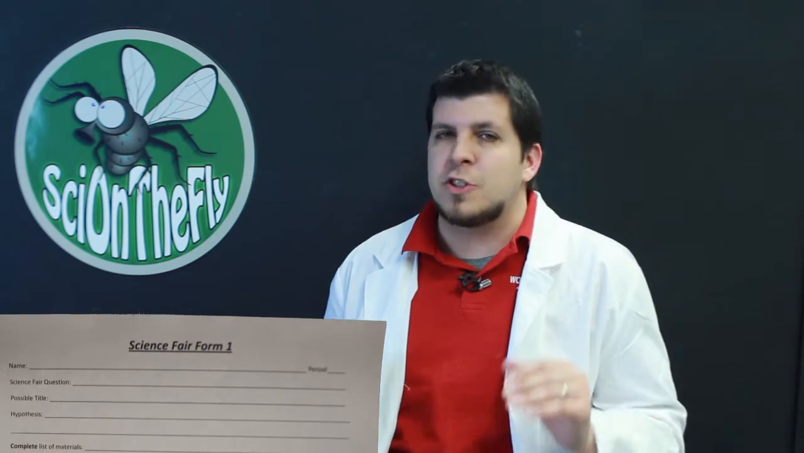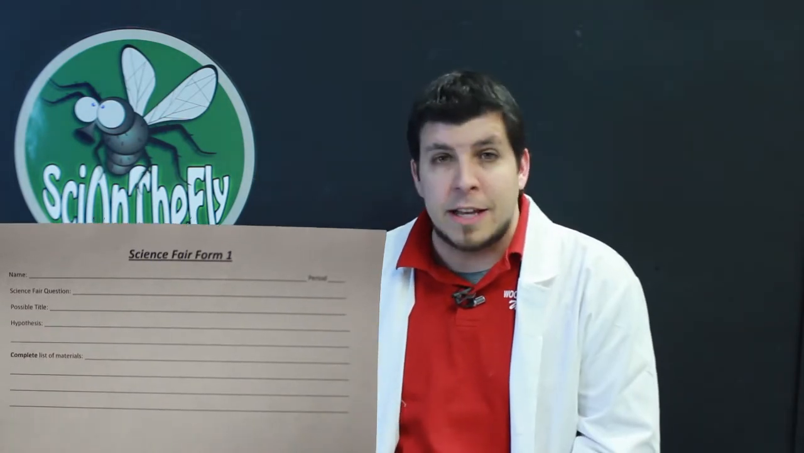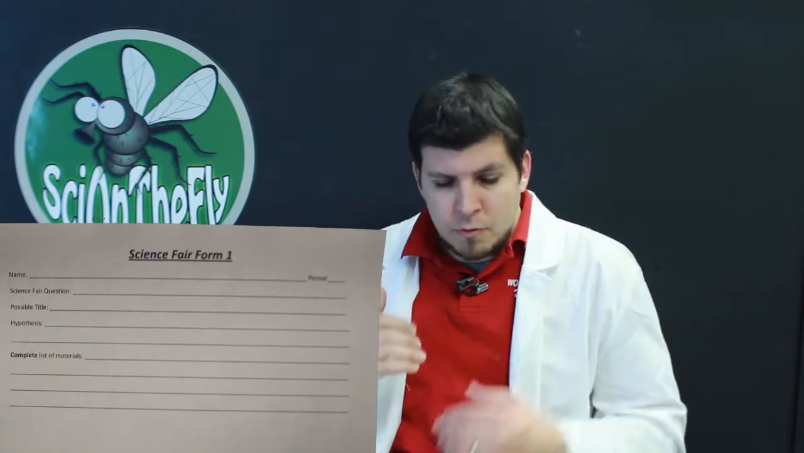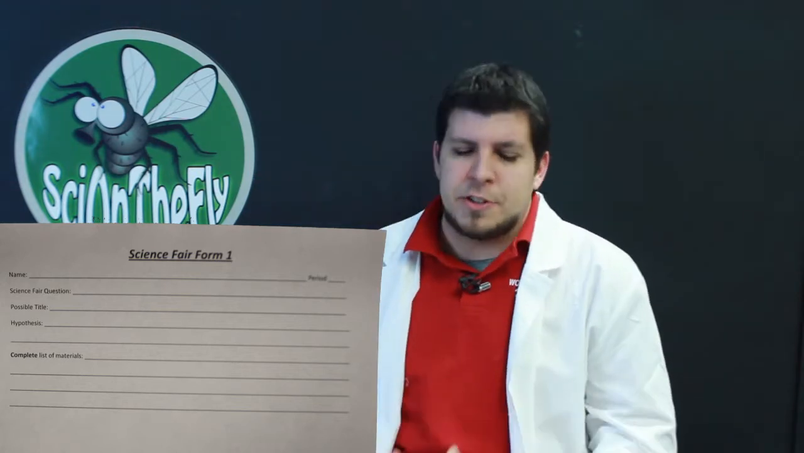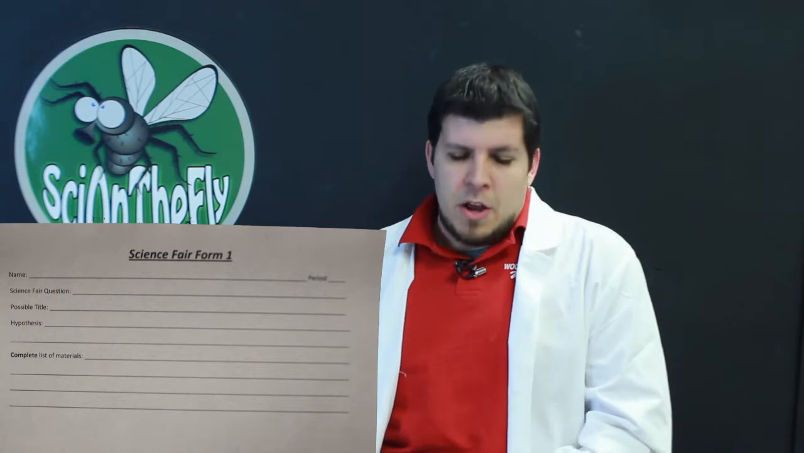The first thing that you'll see is form number 1. Form number 1 is short, sweet, and to the point. I love it. It's asking questions. What is your Science Fair question? What's a possible title that you're interested in calling it? What's your hypothesis? I always ask the students to write an "I think blank because blank" statement for their hypothesis.